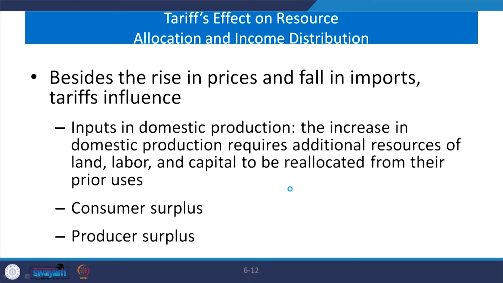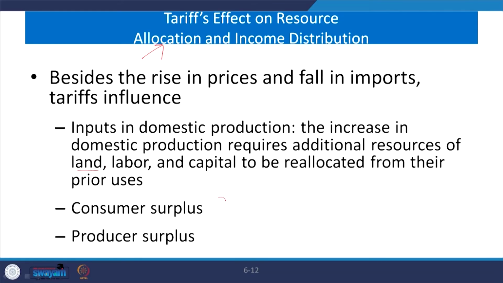So, besides the rise in prices, there has been a fall in imports due to the tariff influence. Now, how does it affect allocation? Because inputs in domestic production are getting changed. To increase the domestic production, additional resources like land, labor, and capital need to be reallocated from prior uses.